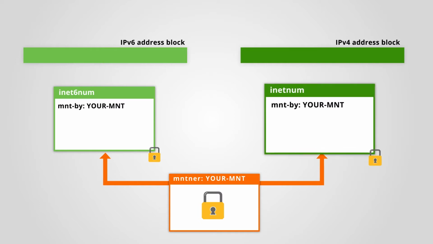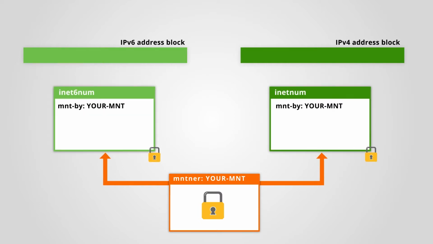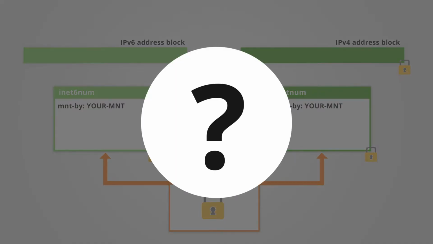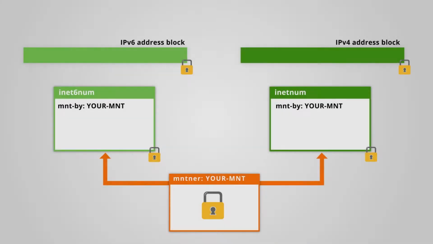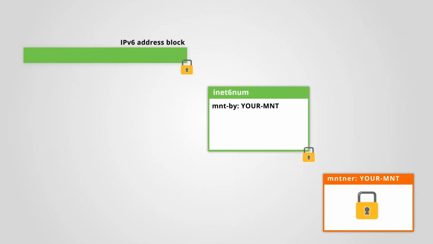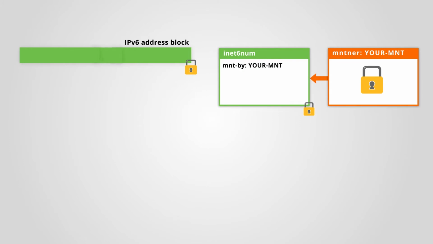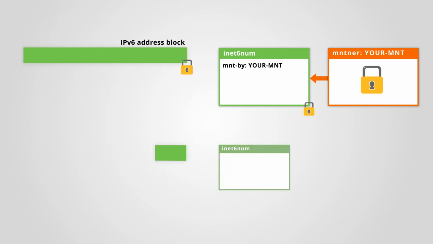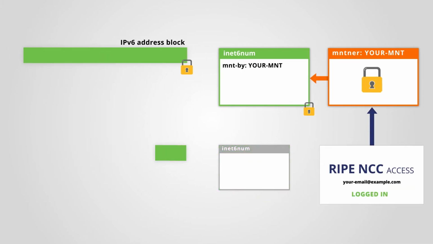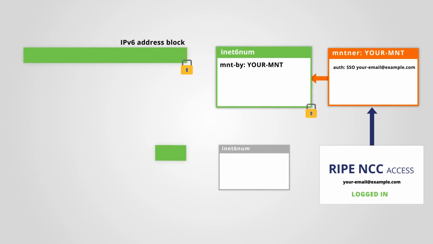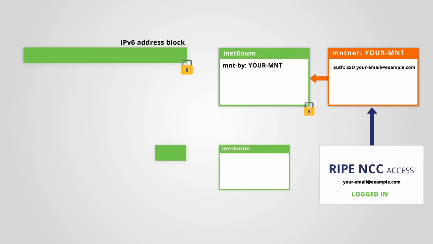However, in inetnum or inet6num objects, maintainers have an additional function. They also guard the address range. What does this mean? It means that if you want to create inet6num objects for smaller ranges within a larger IPv6 range, you need to be logged in with a RIPE-NCC access account that is linked to the maintainer protecting the larger inet6num block.